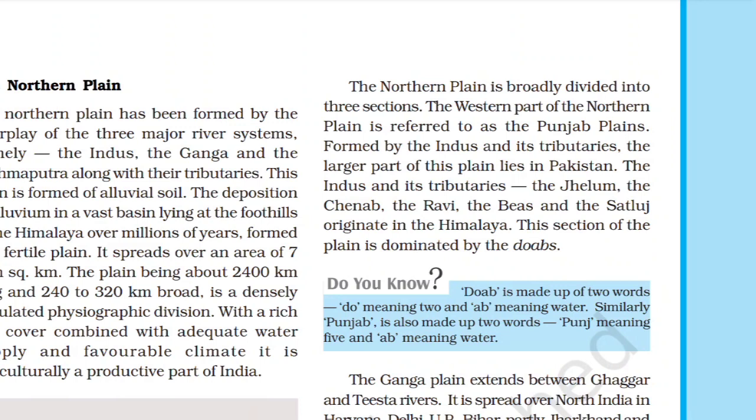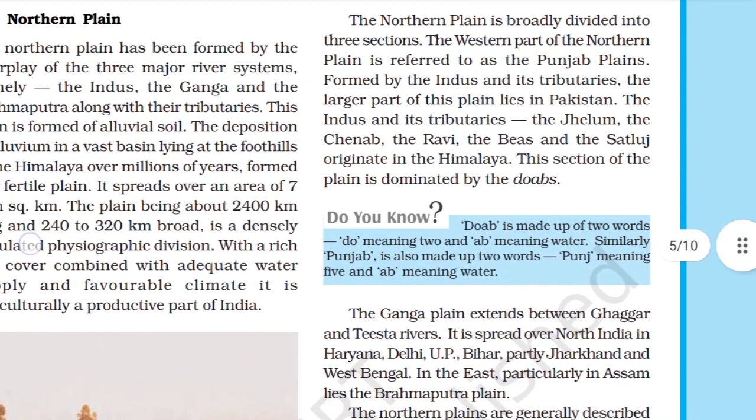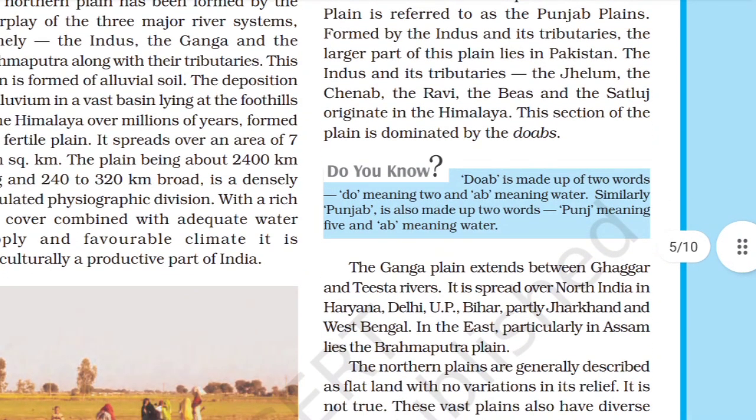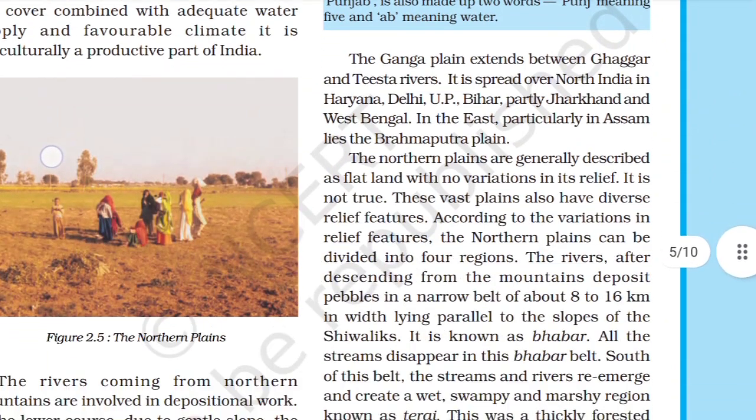these fertile plains. The plain, with an area of 7 lakh square kilometers, being about 2400 kilometers long and 240 to 320 kilometers wide, is a densely populated physiographic division, with rich soil coverage combined with adequate water supply and favorable climate. It is an agriculturally productive part of India.